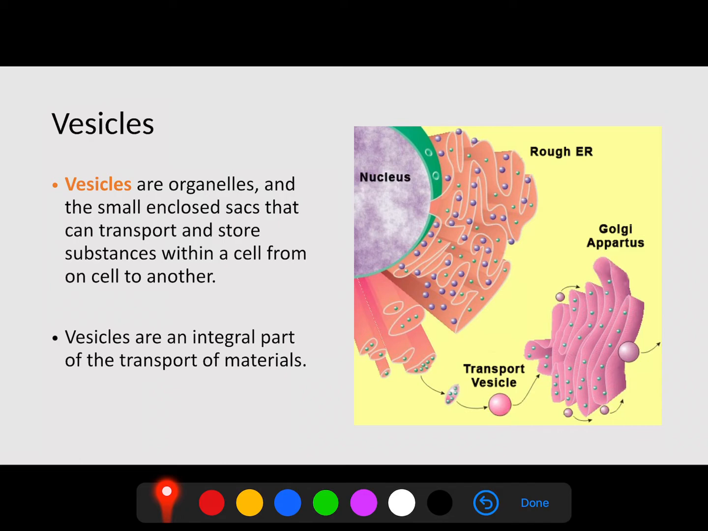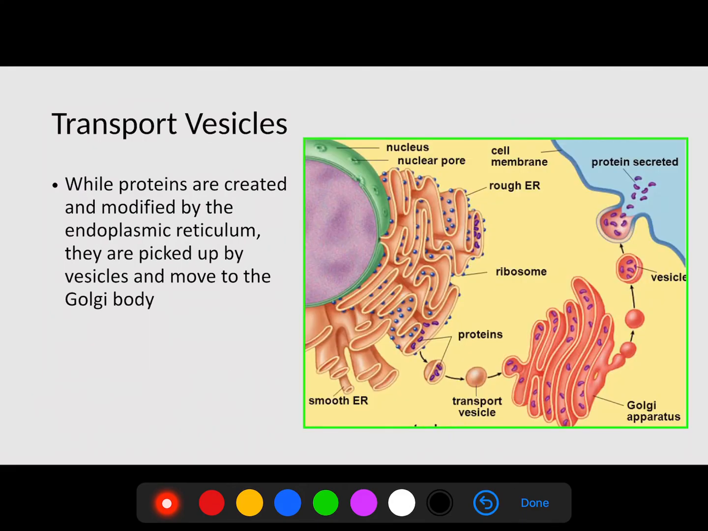So vesicles are organelles, and they are small enclosed sacs that can transport and store substances within a cell from one cell to another. So vesicles are an integral part of the transport of materials in and out of the cell. Without them, things would just be freely floating throughout the entire cell cytoplasm and outside the cell. So again, the way that I remember this is vesicles are the vehicles, okay? They help ship things, they help move things throughout the cell.